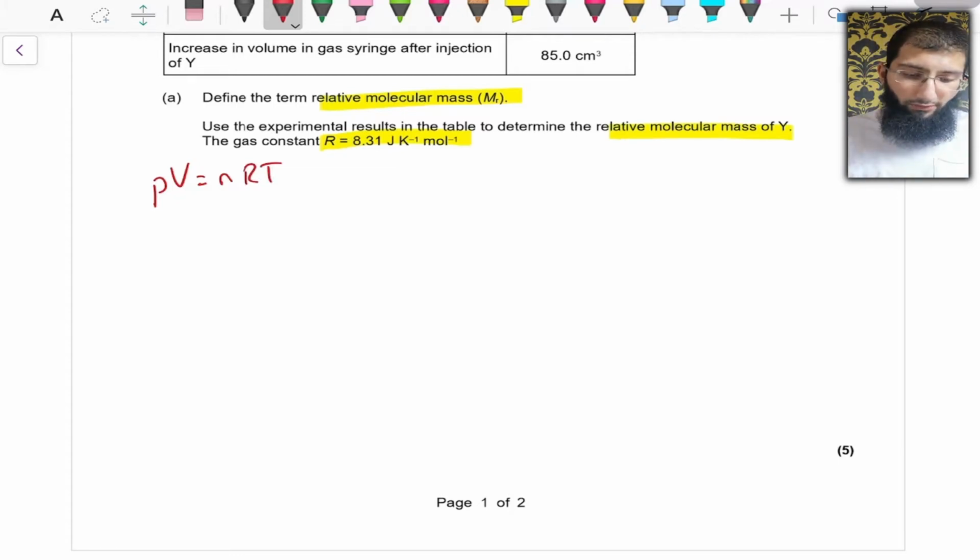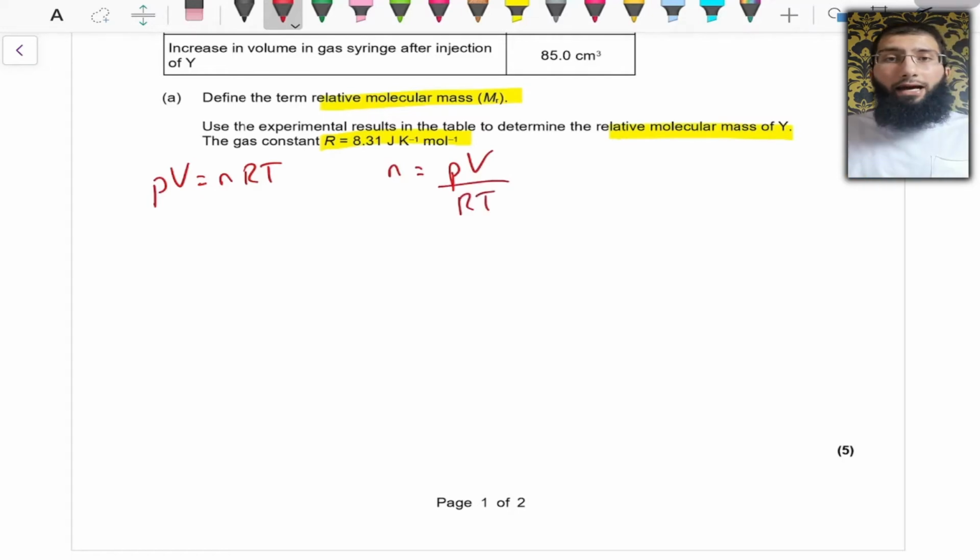Okay, so let's have a look. I'm asked to work out the relative molecular mass. If I'm asked to work out the relative molecular mass, the nearest term I'm going to calculate in my ideal gas equation is going to be moles. Why is it going to be the moles? Well, I can work out the MR from the moles. So let's rearrange this equation to give us n. So n is equal to PV over RT. And now it's a matter of substituting the data.